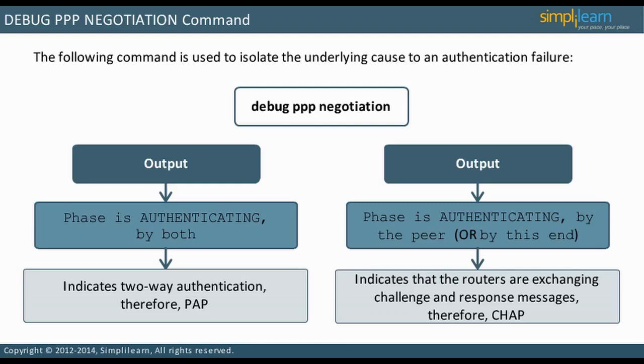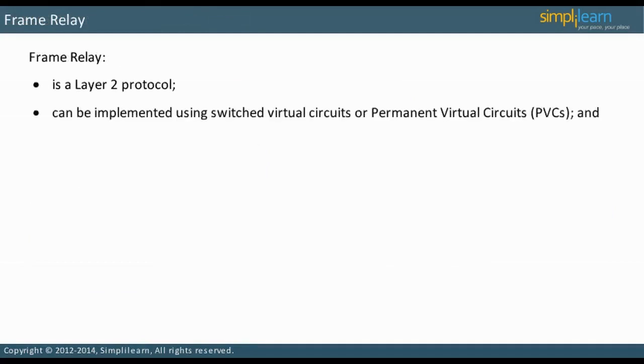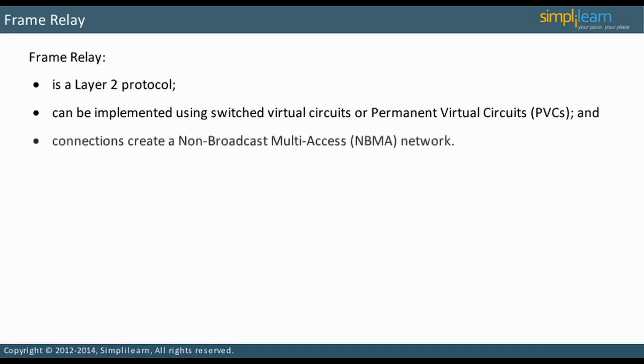Now let us move on to discuss frame relay. Frame relay is a Layer 2 protocol. It can be implemented using switched virtual circuits or permanent virtual circuits (PVCs). PVCs are used more often. As the name implies, they are static and dictated by the service provider.